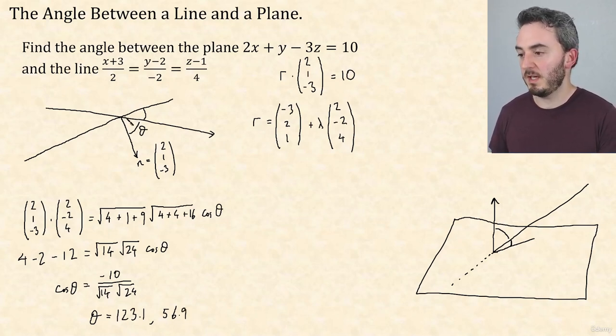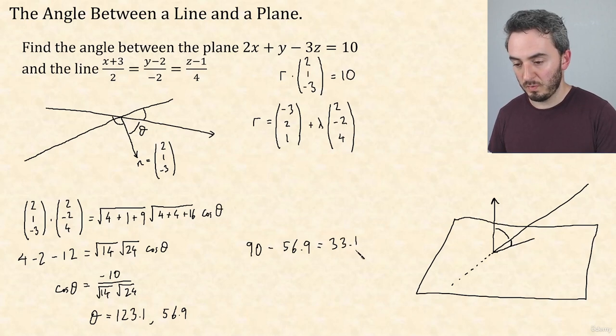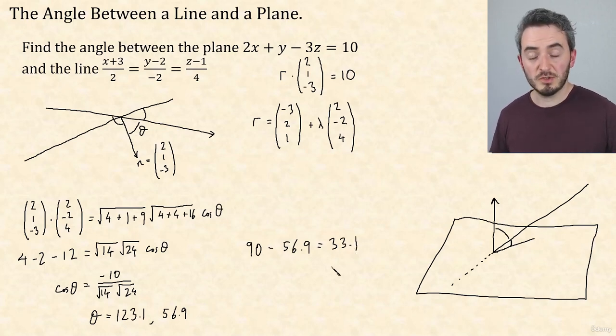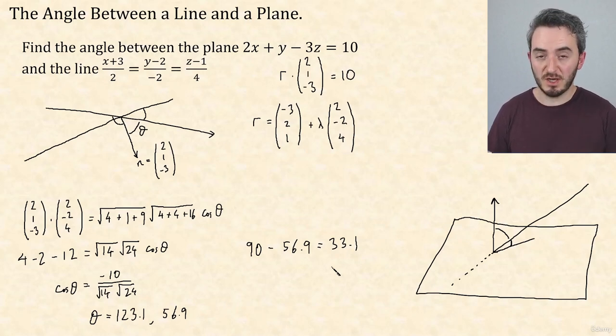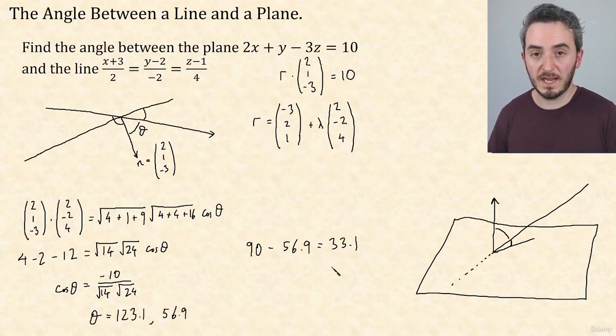Well, the 56.9 is here, and the angle we actually found was this. So it was still the angle between the normal here and the line, but we just found this bit of it. So we've got that bit now, the acute angle, and that means that the angle between the plane and the line is just 90 minus that. So 90 minus 56.9 is 33.1. So that's the process. You'll always just be finding the angle between the direction vector of a line and the normal to the plane. You want the acute angle between those two, and you can just do 90 minus that to get the angle between the line and the plane.